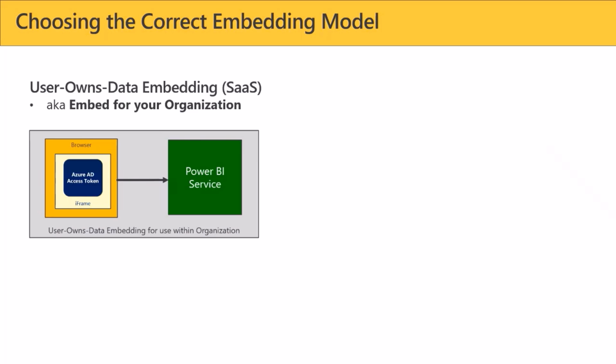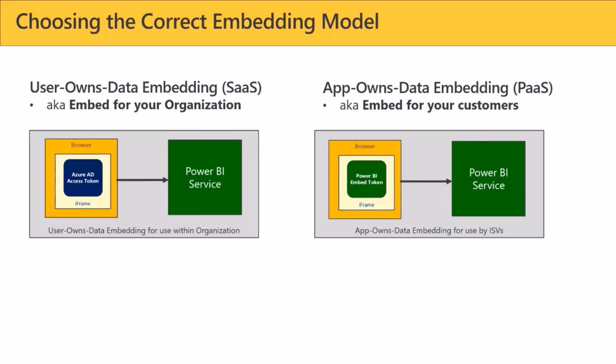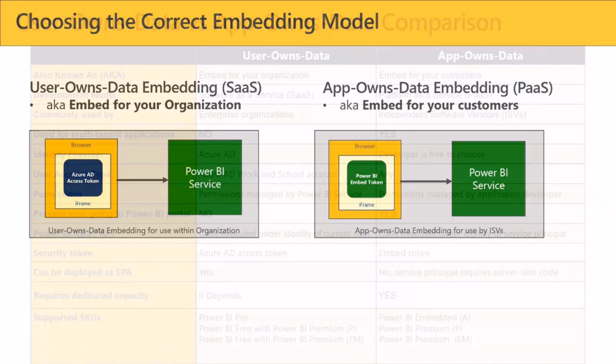And the thing to note here is that when we pass a security token back to the browser, it's an Azure AD token with that user's identity inside of it. Now, when we move over to app owns data embedding and embed for your customers, we don't pass back an Azure AD token. The developer creates something called a Power BI embed token, and that very much changes the dynamics of what's possible and how you do your programming.